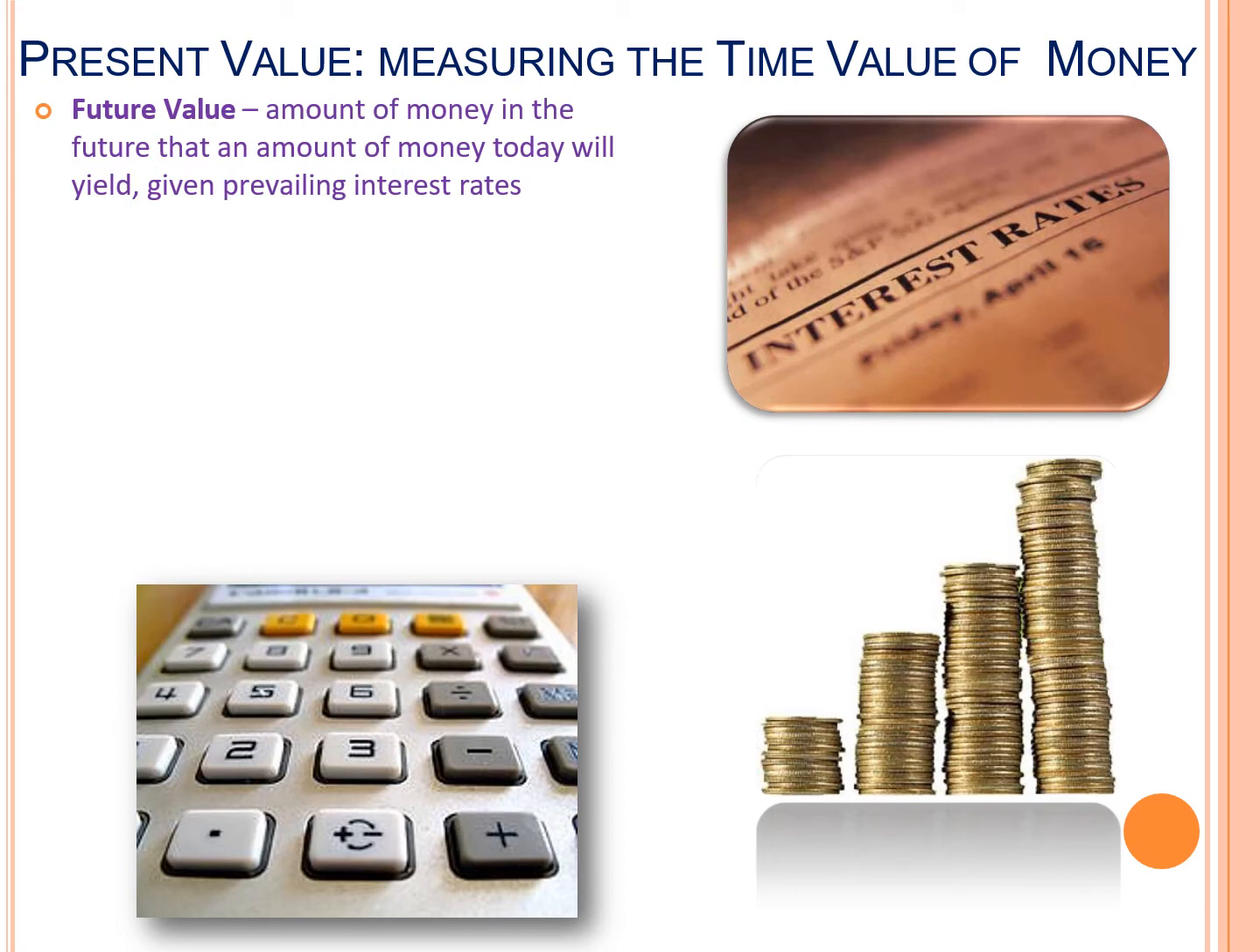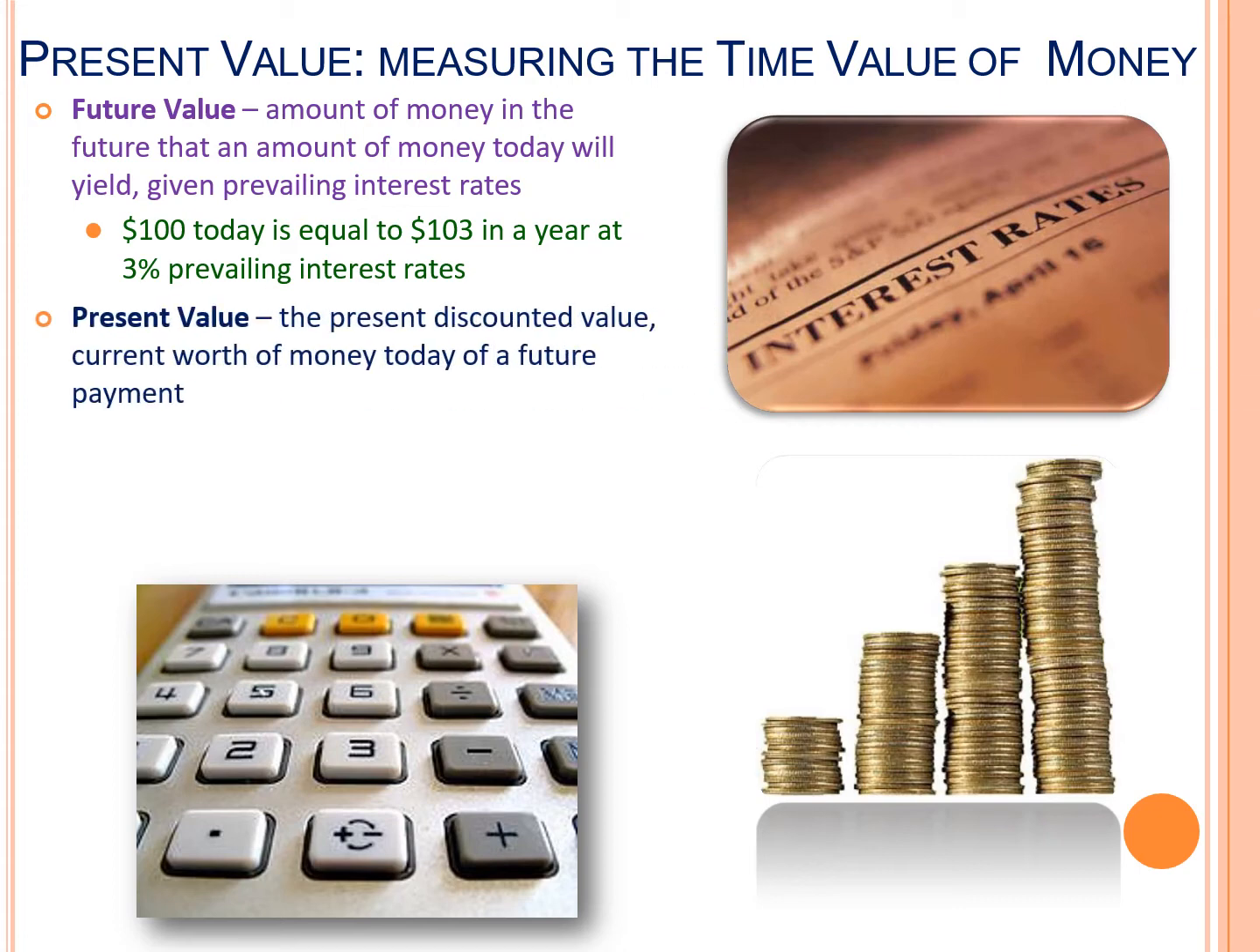If we're talking about how much the amount of money today would be worth in the future, we're talking about the future value, the amount of money in the future that an amount of money today would yield given the prevailing interest rates. So for example, if you had $100 today, it's equal to about $103 in a year if we're talking about 3% interest. So the future value of $100 at 3% interest is $103.